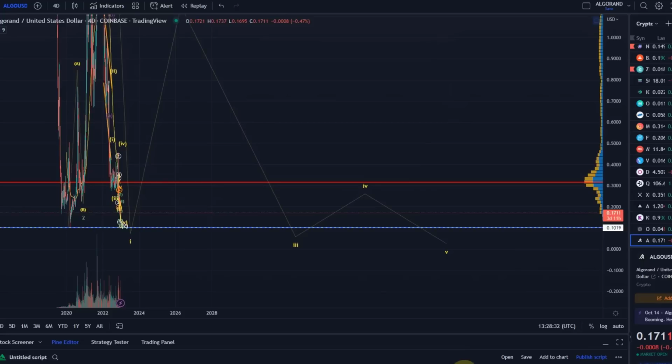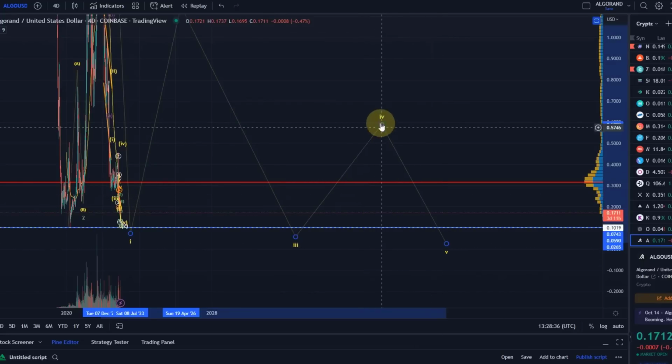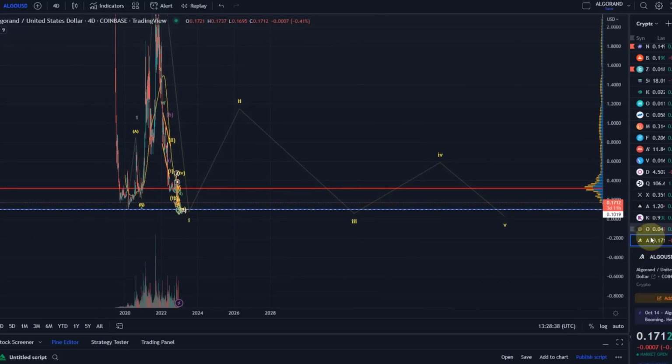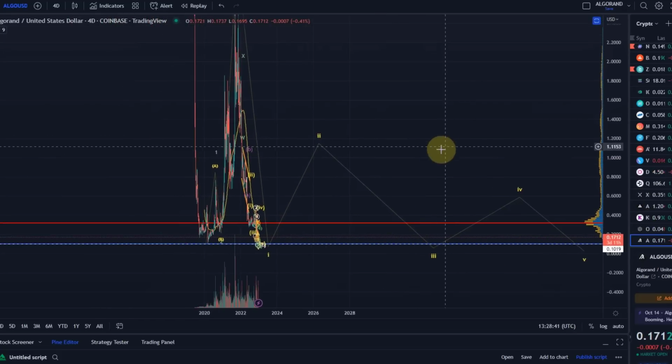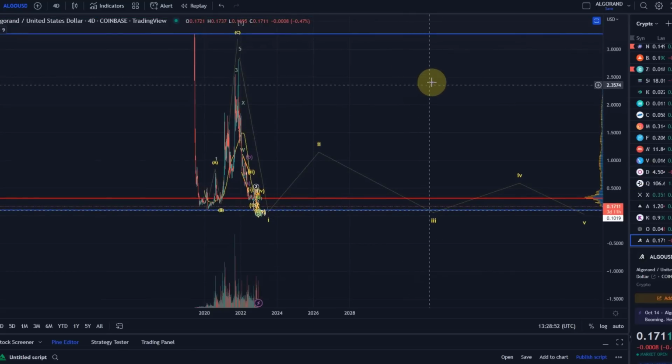Something like that, okay? It is what happened before. It's nothing that I make up here. It's what many coins do, and many assets, also stocks and shares. Okay, and that's my update about Algorand.